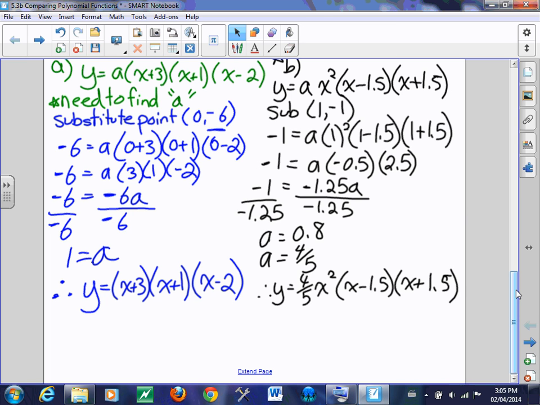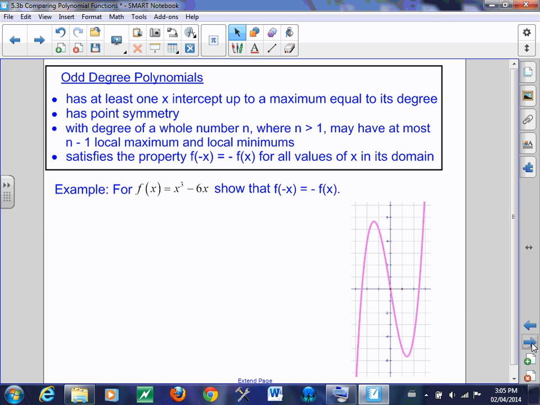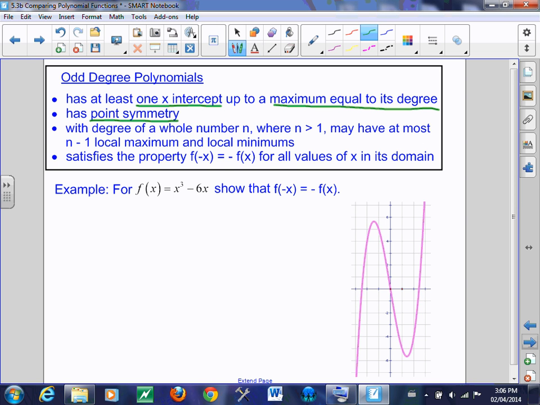All right, let's take a look at some other information here. Okay. So what does it say here? Let's specifically focus on odd degree polynomials. Okay. Hopefully you remembered last couple lessons, at least one x-intercept up to a maximum of its degree. That should have been a summary you did in last day's lesson. Okay. It has point symmetry. So let's just look over here where my point symmetry would be. My point symmetry would be here at this point. So I'll just write it down here.